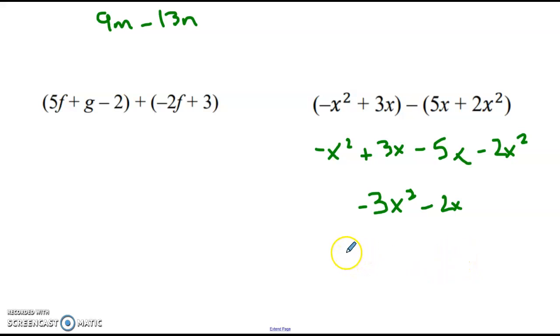Okay, bunch more practice coming with this today. We'll look at some examples like this as well as some trickier ones, and that's pretty much it.